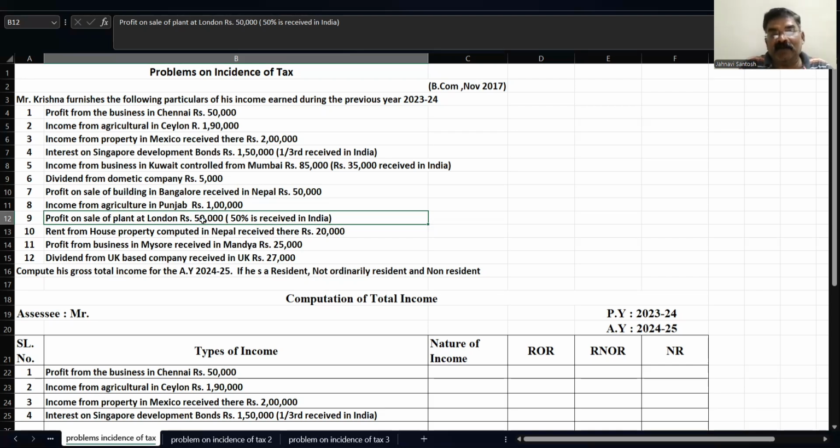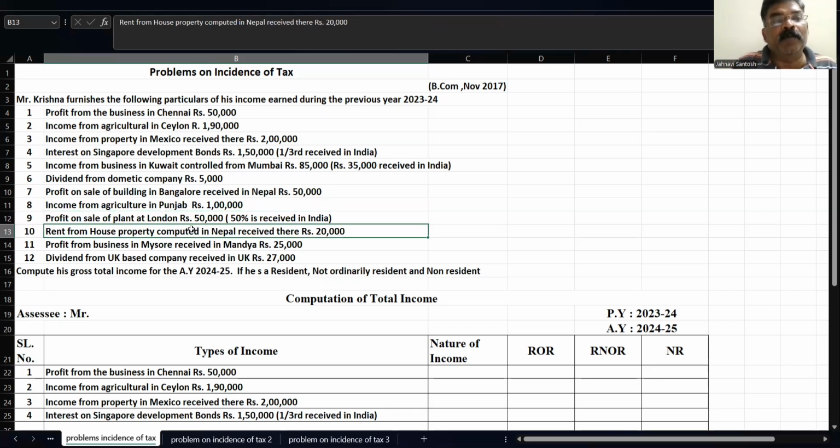So out of 50,000, 25,000 is taxable in all the three cases, and we treat the 25,000 as an Indian income. The balance 25,000 I would treat like a foreign income, and it is taxable only in the case of resident and ordinarily resident. So we go to the 10th one.